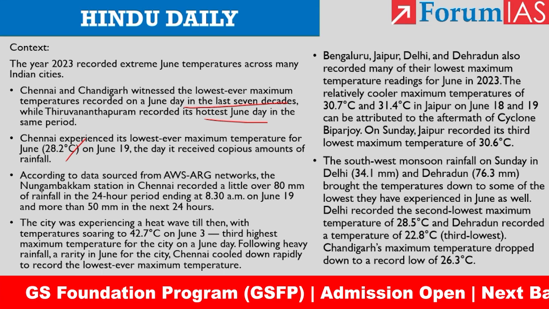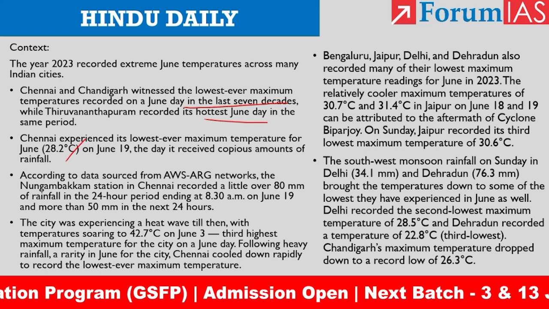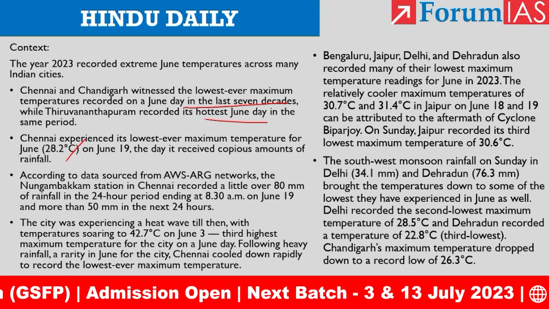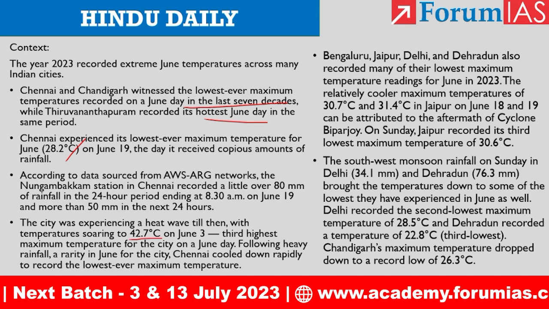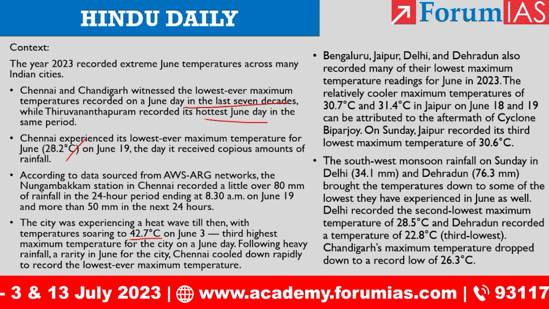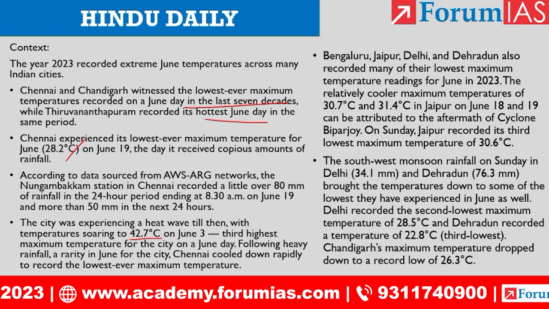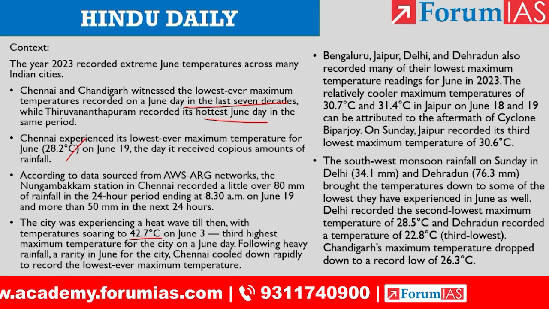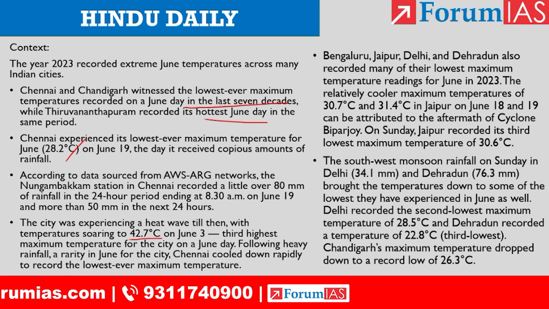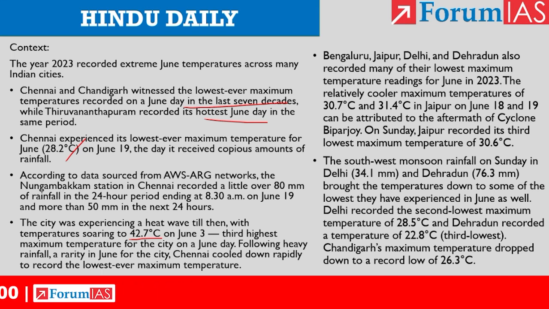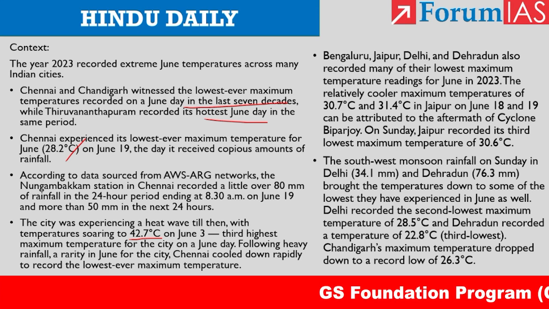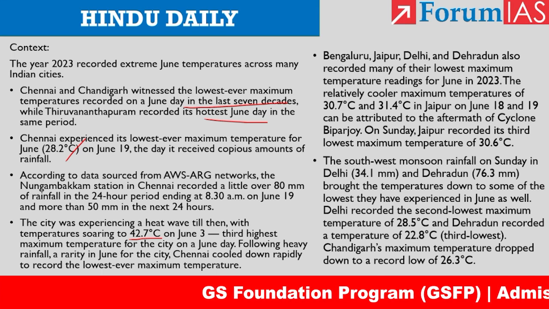But what is very strange is that on June 3rd, the temperature was 42.7 degrees Celsius. So this was the third highest maximum temperature for the city on a June day. And then immediately it rained, because in June it will not normally rain in Chennai. The temperature cooled down rapidly, and then it became the lowest ever maximum temperature. So this data is helping us analyze how global warming is changing cities' temperature.